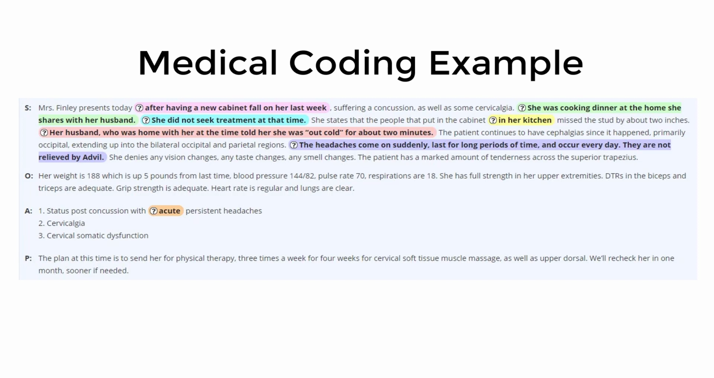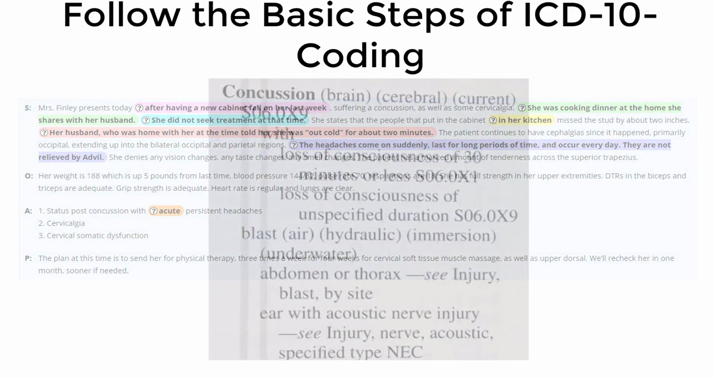The items that are highlighted show the specificity that coders have to become aware of. The assessment shows the ability of what has to be done with medical terminology to know what body system you're talking about, and then anatomy and physiology to know what cervical somatic dysfunction will play a part in coding also.